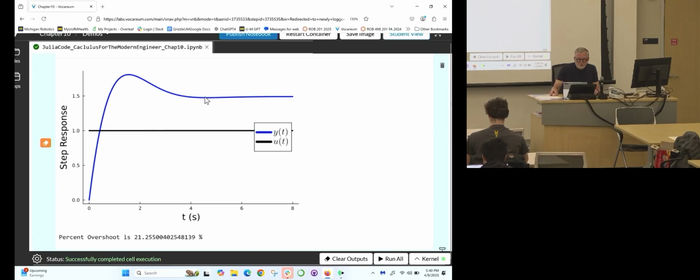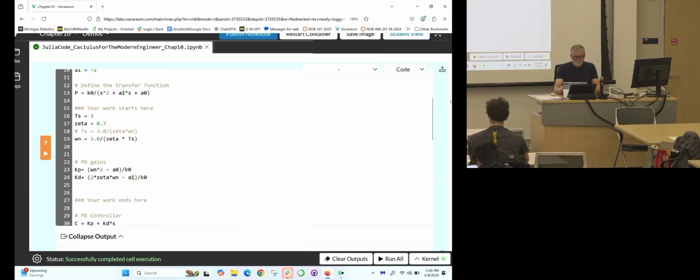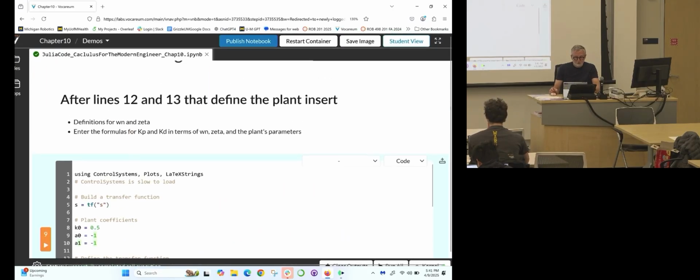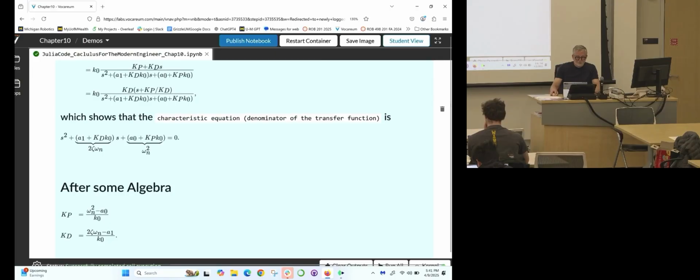Here's the steady state, you know. It's not 1, it's 1.5. And I've computed the percent overshoot, but you can look at it and see that this is about 1.7, 1.75 or something. And when you compute the percent overshoot, it's 21. And we were going for what? 5%. Huh. How could we mess up? Right? How can we possibly mess this up?